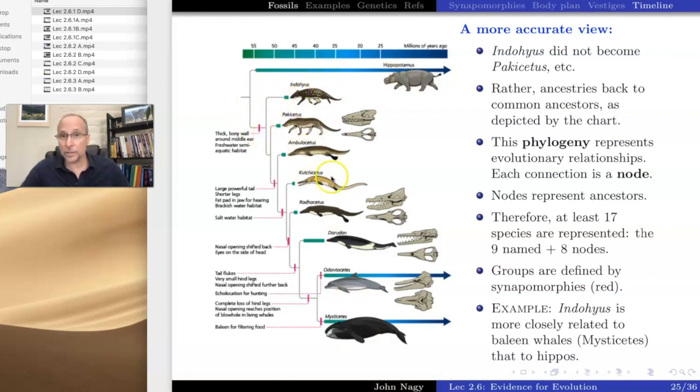Now, these guys lost it, and they no longer have hooves, in the same way that they lost their hind limbs. They no longer have hind limbs. But those synapomorphic traits that they do share, like the involucrum and all that sort of stuff, would have arisen here, not here.